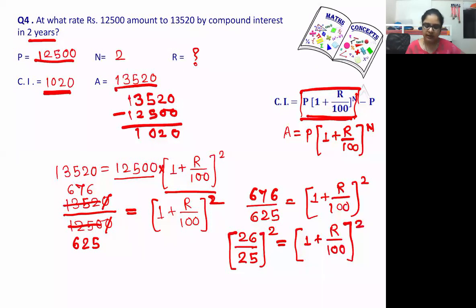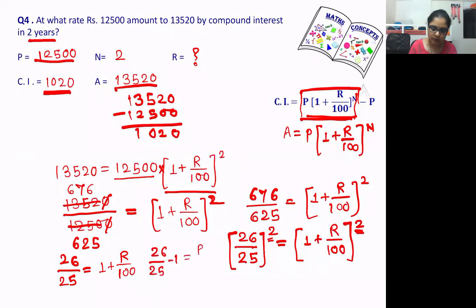Okay. So here I can say 26 upon 25 equal to 1 plus r upon 100. I will remove these squares. So 26 upon 25 is equal to 1 plus r upon 100. I'll move this one to the left side. So I'll subtract 1. 26 upon 25 minus 1 equal to r upon 100. This gives me 1 upon 25. 25 into 1 is 25, 26 minus 25 is 1. 1 upon 25 is equal to r upon 100.